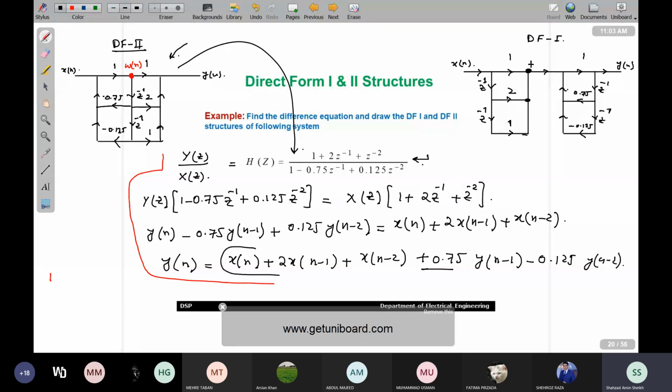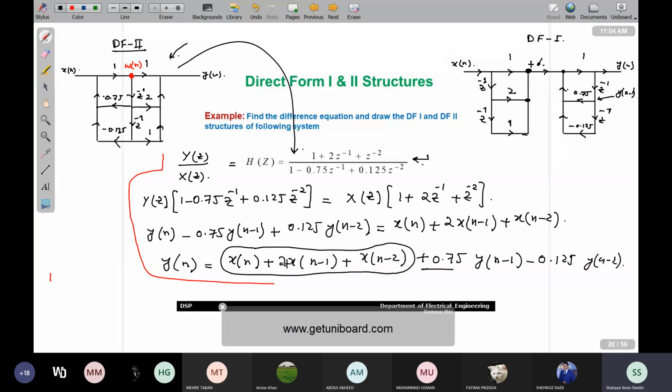So this portion is obtained at this location. And then you have to implement the feedback component, which is 0.75 y of n minus 1. At this node, you have y of n minus 1. So that is being multiplied with 0.75. So 0.75 y of n minus 1 minus 0.125 y of n minus 2, and everything is being added to the previous terms, and we are getting this y of n.